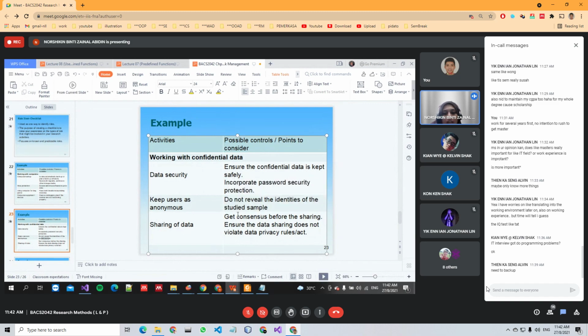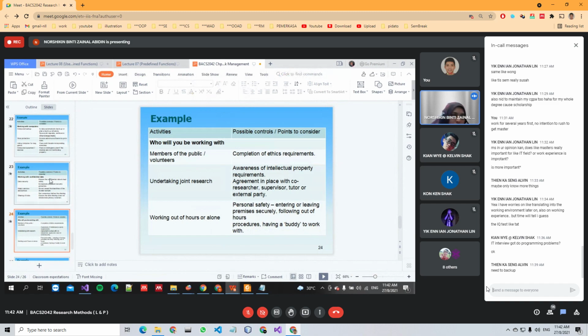Sharing of the data, get consensus before sharing. Ensure the data sharing does not violate data privacy rules and acts. I think you know this one. You need to get permission before you share any of their data. And then this one is an example.